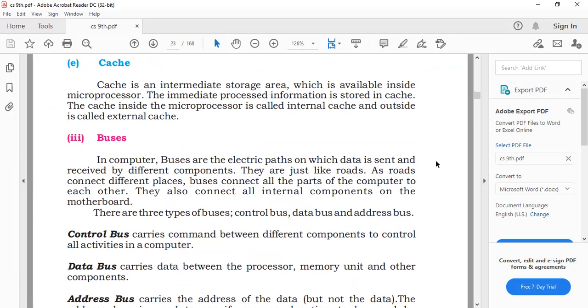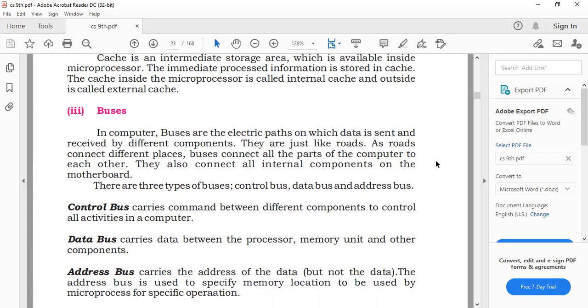So you can get the image from this. Roads are connected through paths, and they give you direction so that you can get your route. Buses are also like that. They are connected to send your information and receive it from different channels. They also link all the internal components available on the motherboard.